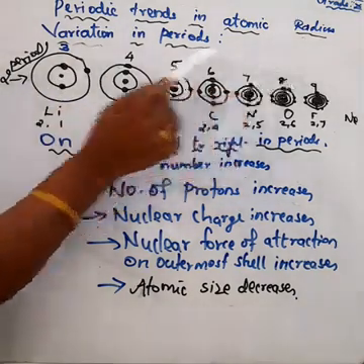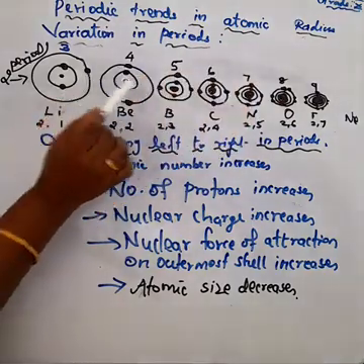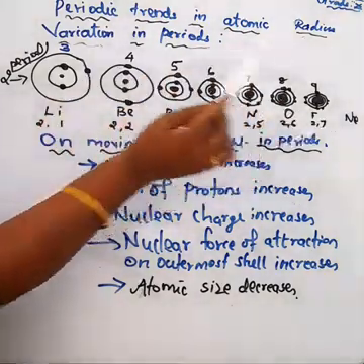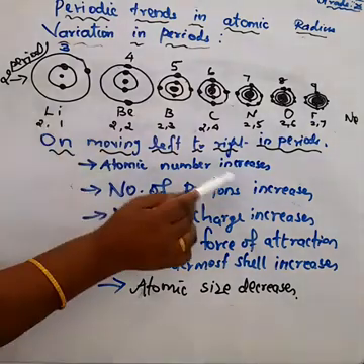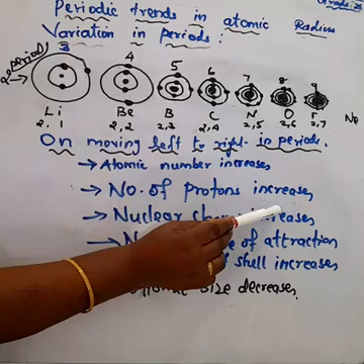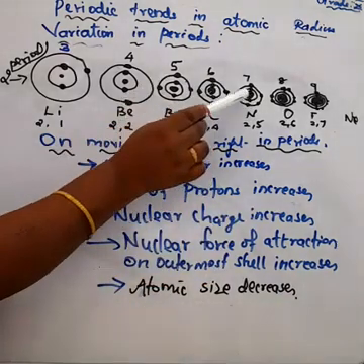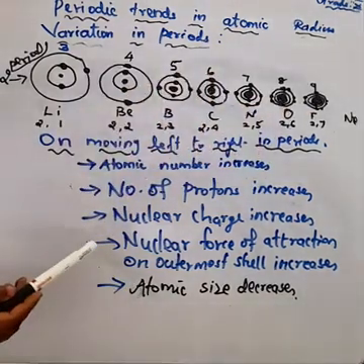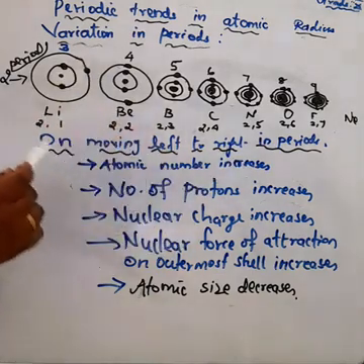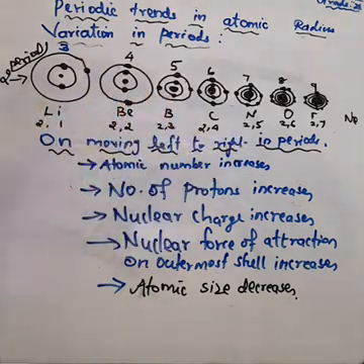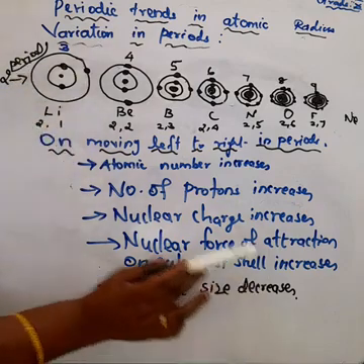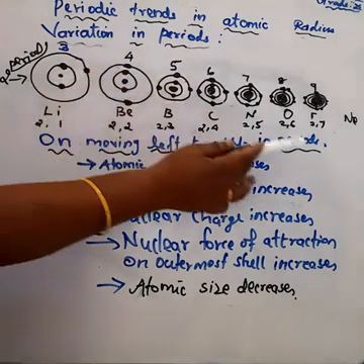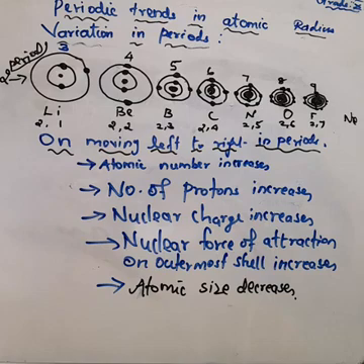When you are moving from left to right, the number of shells is the same, but only the atomic number increases. When the atomic number increases, the number of protons increases. When the number of protons increases, the nuclear force on the outermost shell increases. The greater nuclear charge tends to pull the outermost shell closer to itself, and in doing so, the atomic size decreases. So as we move from left to right, the atomic size decreases. This is the periodic trend property of atomic size, atomic radius.